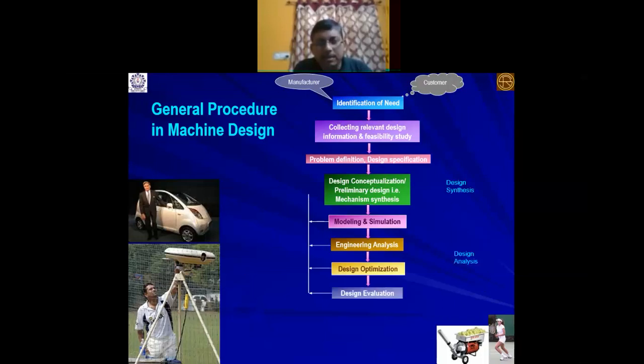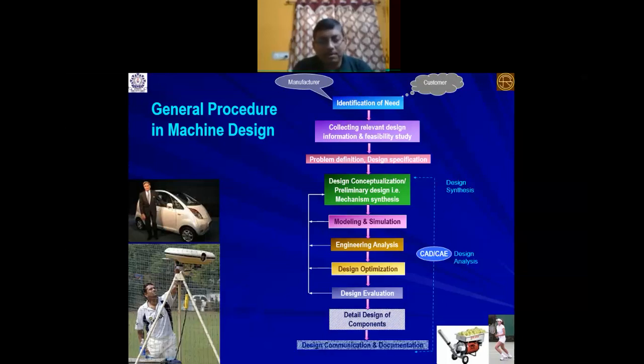Then design evaluation, then detailed design. In the detailed design of the component, what you have to do is develop the CAD model, the solid model. From there you can generate the 2D drawing automatically. Again, it's based on mathematics only, it's not like magic. So using mathematics you can convert 3D into 2D drawing, and then you communicate that particular design to your production engineer so that they will manufacture based on your engineering drawing or manufacturing drawing. So each and every activity nowadays is assisted by computer aided tools, and those are CAD/CAE tools.